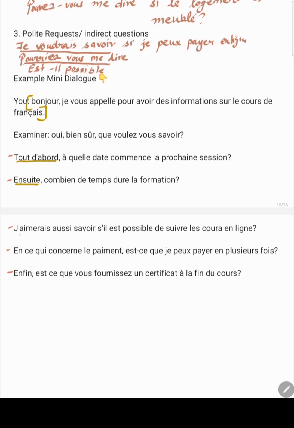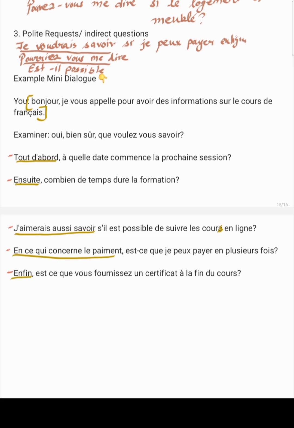Then we said, j'aimerais aussi savoir s'il est possible de suivre le cours en ligne. Is it possible to follow the course online? Right? And then we used another expression, en ce qui concerne le paiement, est-ce que je peux payer en plusieurs fois? Is it possible if I pay several times? Enfin, finally, est-ce que vous fournissez un certificat à la fin du cours? Do you provide the certificate at the end of the course?